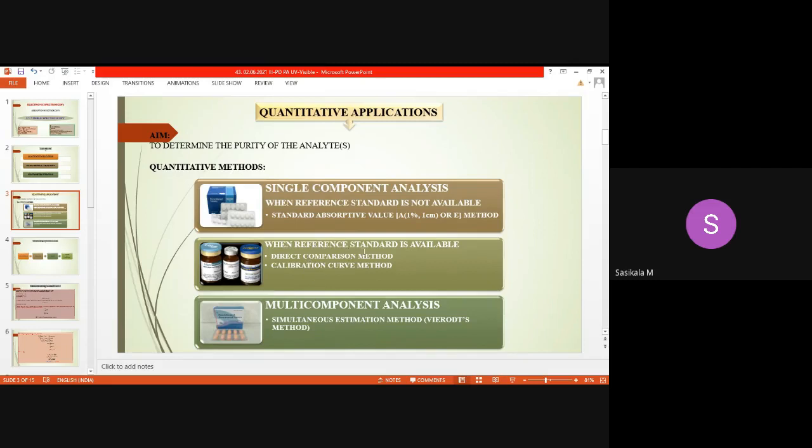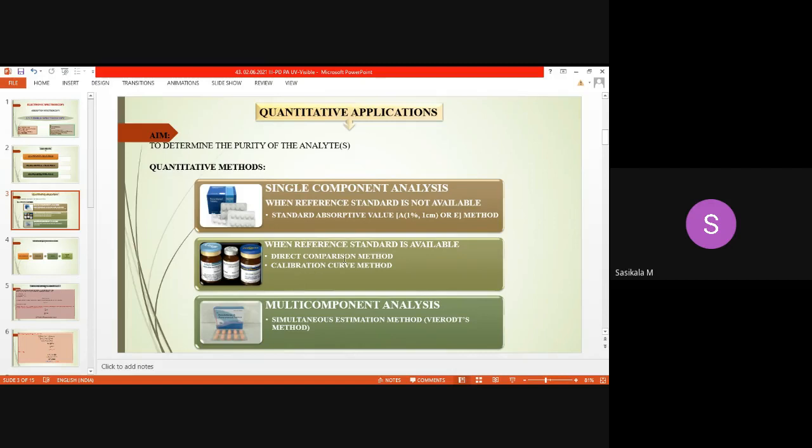go with, we can prepare the known concentration of that standard solution, and we can find out the unknown concentration of your single component dosage form. Okay. So sample absorbance will be compared with standard absorbance. That is the concept here. So what are the methods available when a reference standard is there? Means a direct comparison method and calibration curve method.